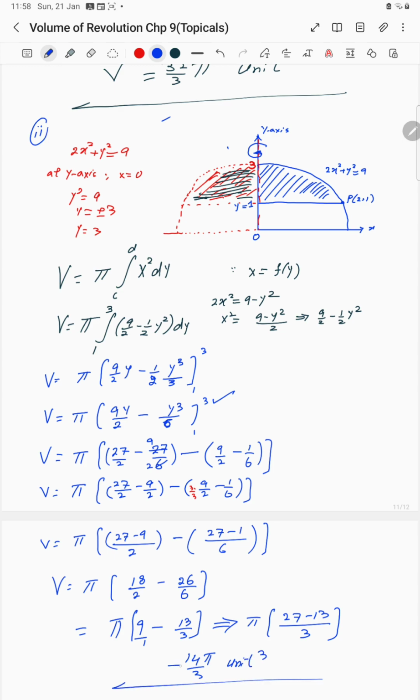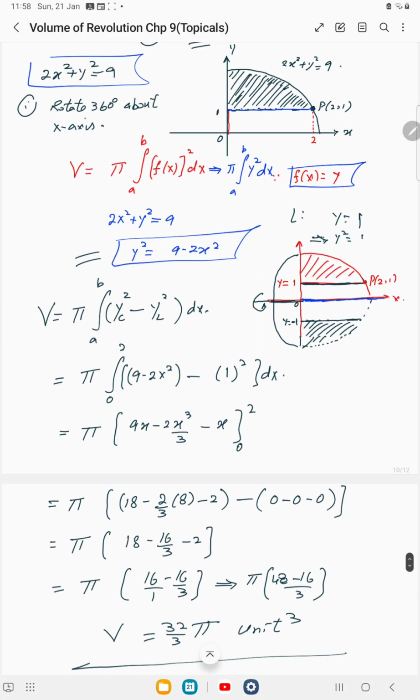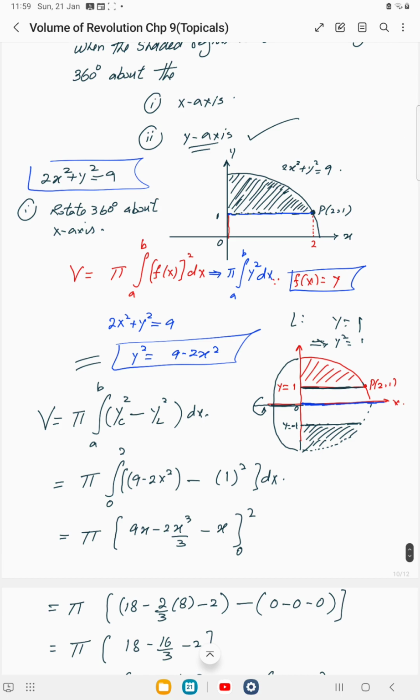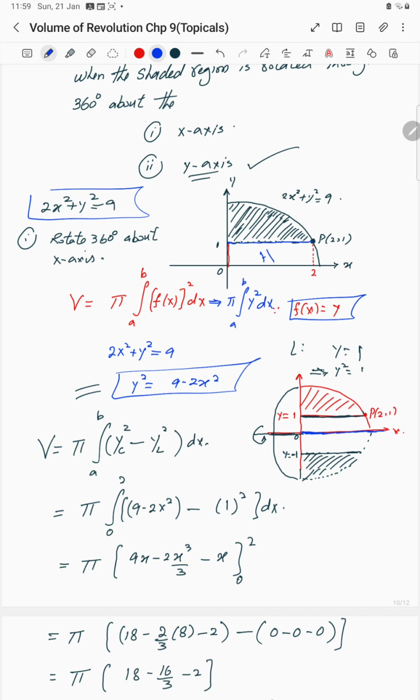unit cube is the final answer, when this curve, 2x square plus y square, is rotating about the y-axis. So here it's very much clear what will happen when the shaded area is rotated about the x-axis. You can see, because of this space, this creates a hollow cylinder or a hollow space that will form a certain shape, right?